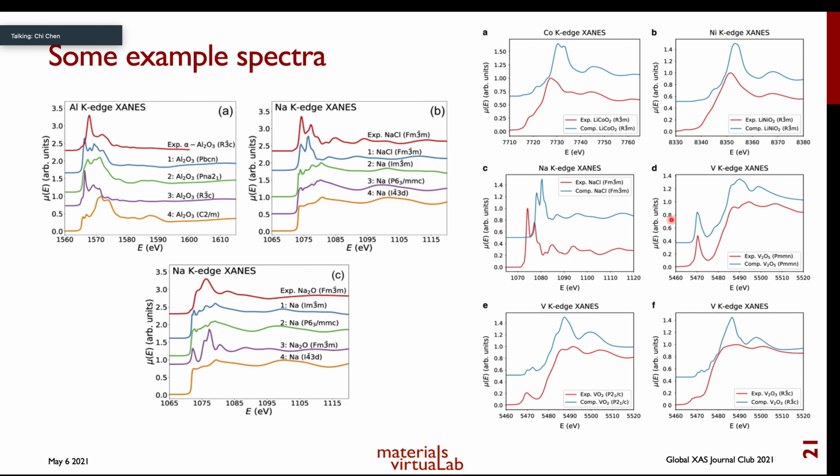Here I'm showing some example spectra. You can see that for most of them, the matching between the calculation and experiments is pretty reasonable. Since the Materials Project has a lot of polymorphs, for example for aluminum oxides, you have many different structures, and you can see that the XANES calculation can help you identify the polymorph among the pool of other polymorphs.